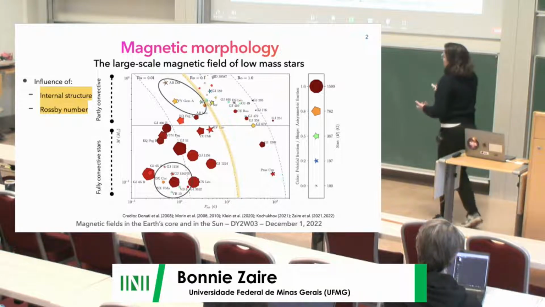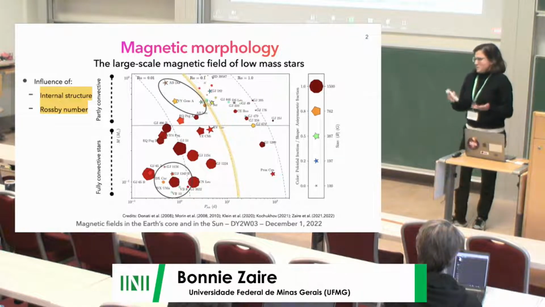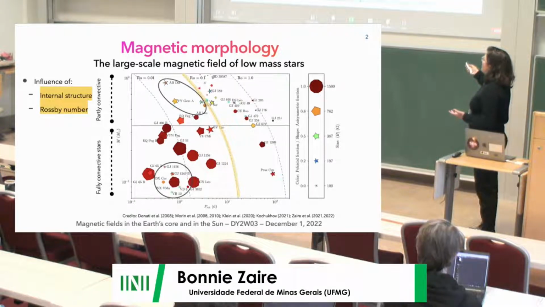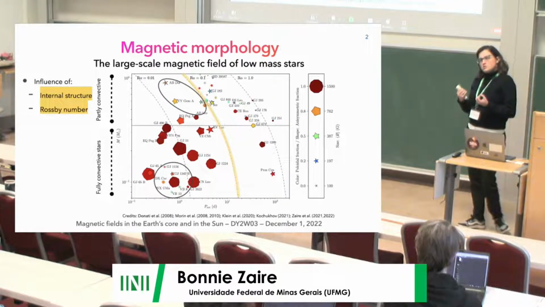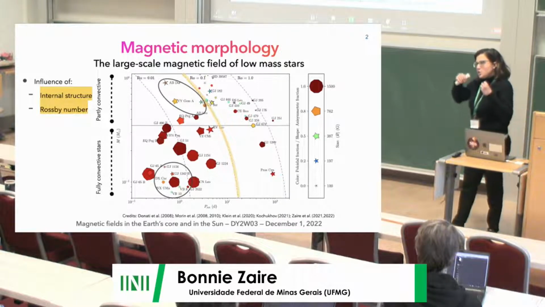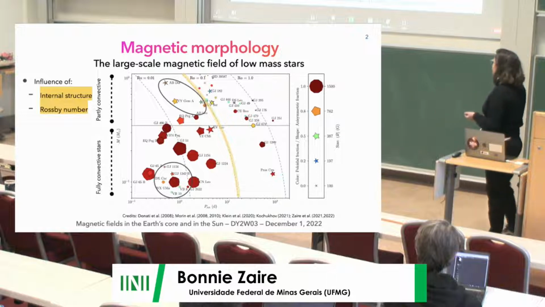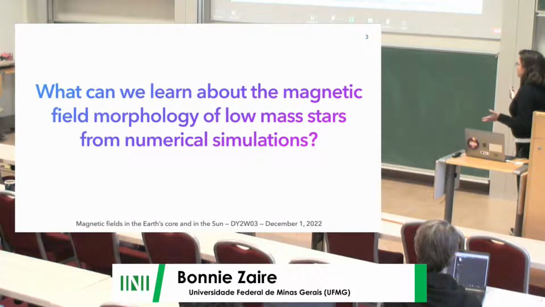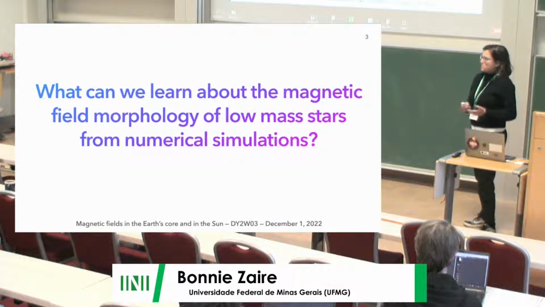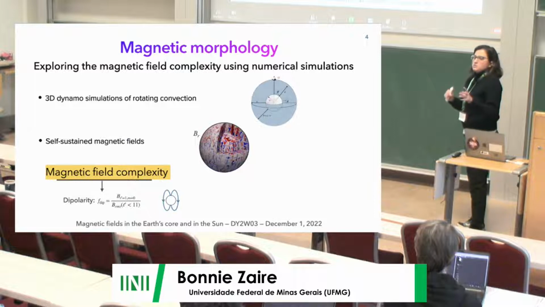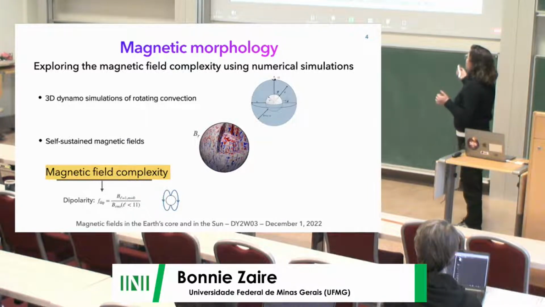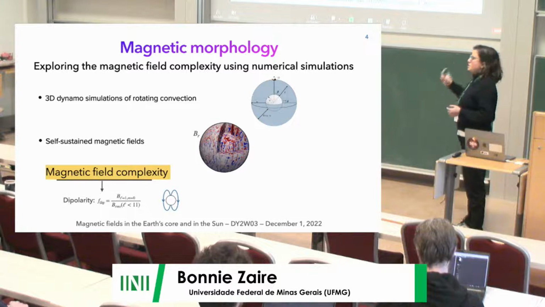You could also try to explain this as some bistability or something like that, but when you look at high Rossby numbers, you also see simple configurations with poloidal axisymmetric fields here. So it seems that the Rossby number by itself is not sufficient to explain the geometry of the field that we see in stars. So let's see what we can learn about this magnetic field morphology from numerical simulations. Right now I'm going to talk only about 3D simulations that simulate rotating convection in a shell.